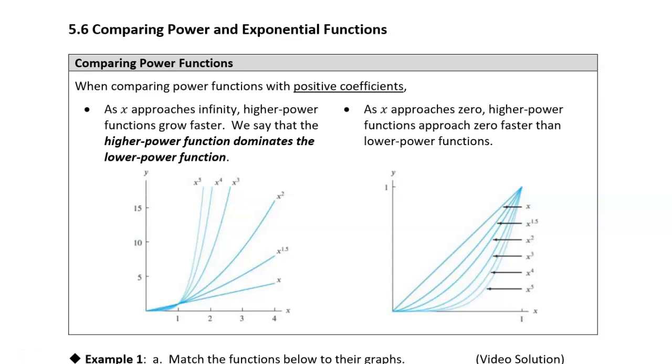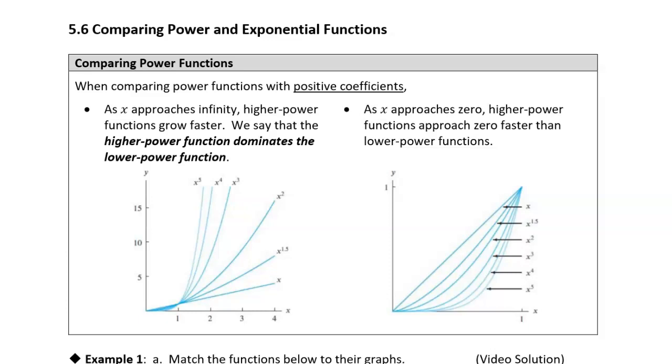In this last section of Chapter 5, we're going to compare power functions and exponential functions. Before we do that, though, we're going to compare power functions with other power functions. To some extent, this is a review from Section 5.1. We talked a little bit about dominance and how higher powers of x dominate lower powers of x, and we saw that in Section 5.1.